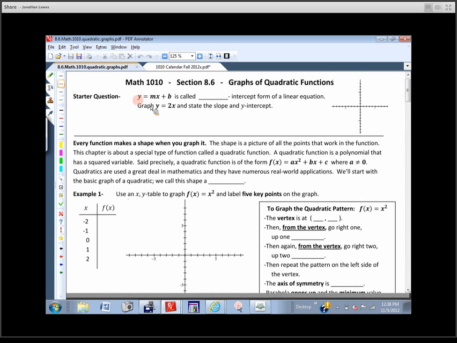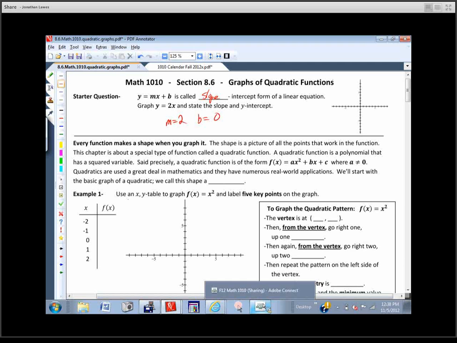Okay, so if we think about this equation right here, that is a linear equation, and it's called what? Okay, it's called slope-intercept form of a linear equation. So we're going to graph this one right here. We're going to graph y equals 2x, and we're going to state what the slope is and what the intercept is. The slope is 2, and the intercept is 0.